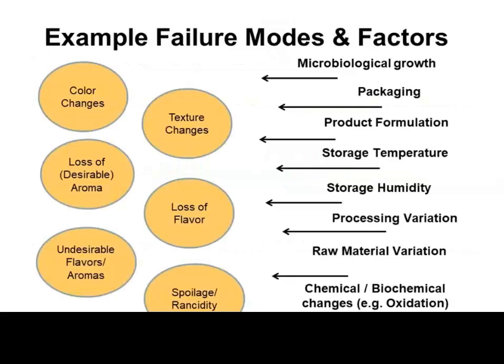These are just some examples, for a food product, of potential failure modes that you could consider looking at. It's kind of a lot, but it could be color changes, texture changes, maybe rancidity, undesirable aroma, loss in flavor. And then these are just some of the factors that might affect when those failure modes actually kick in.